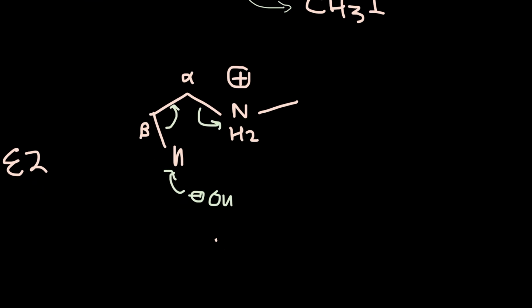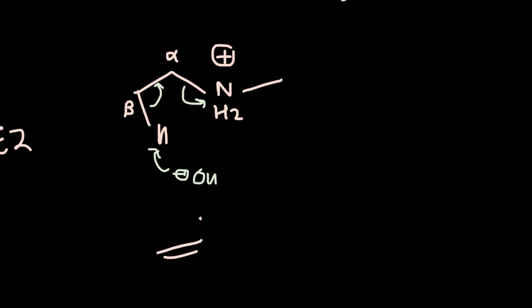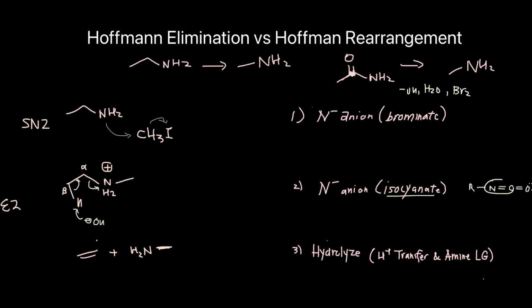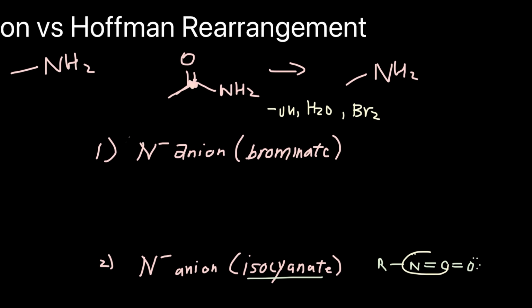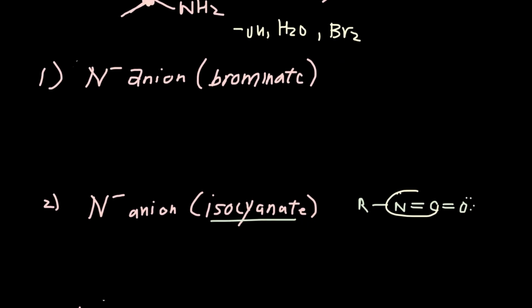This becomes our leaving group. So then we create an alkene plus the new alkyl, with the new alkyl on our amine. So that relies on this as our leaving group. For Hoffmann rearrangement, the amine is also a leaving group, but there are a few steps.